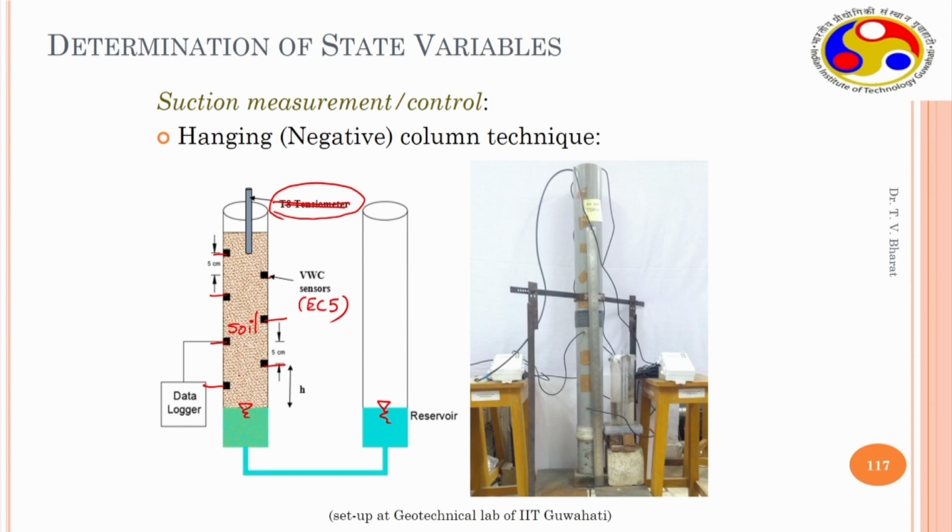If you have such a system in place, now when you maintain the water level at this particular level, you would see that there is some water content that exists above this level also because of the capillary action. For example, at this particular height above the water level, there may be water content theta 1, here water content is theta 2, here theta 3, here theta 4, here theta 5, here theta 6, here theta 7.